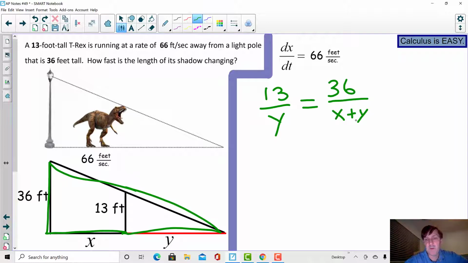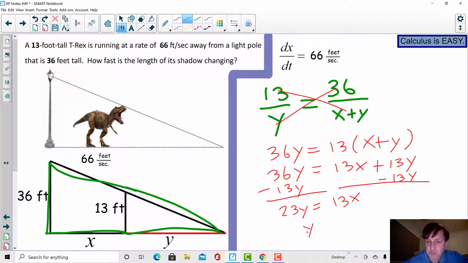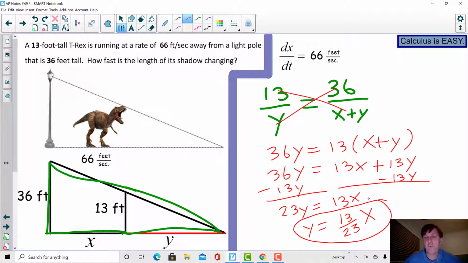We want to solve this equation for y. Let's cross multiply. 36y is equal to 13 times (x plus y). Distribute the 13 and then subtract 13y from both sides. Last step, divide by 23 and we're done. And now I've found an equation that relates x and y.